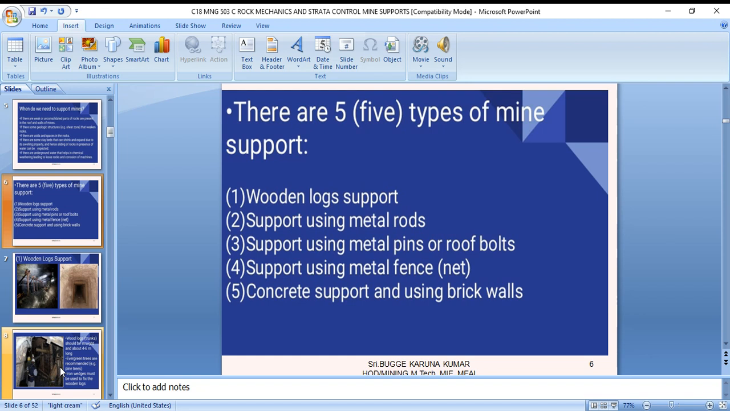That is one category. And also support using metal rods. That is iron and steel in the form of bars, props, arches, corrugated sheets, and roof bolts. These are the other types of material used in supporting. Bricks, building stone in masonry walls or arches.